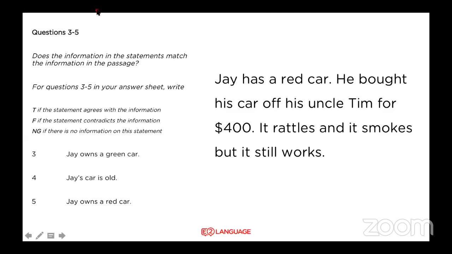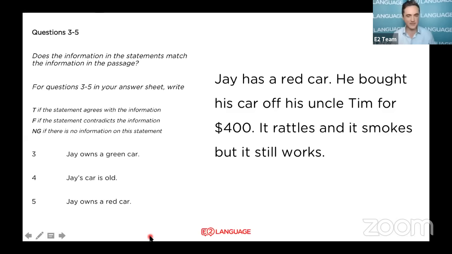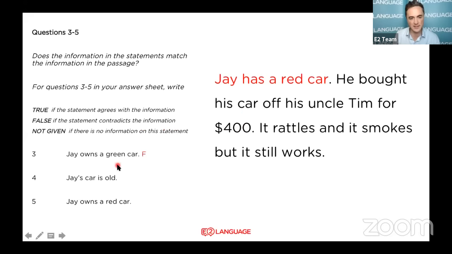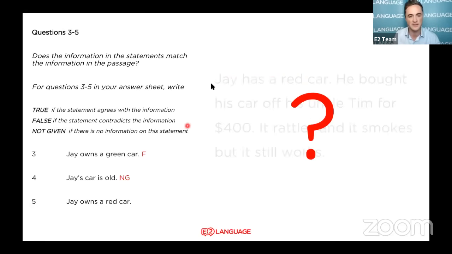Good. Okay, let's have a look at the answers. This was, of course, dead simple. So, answers. Jay owns a green car is false. Why? Because it directly contradicts this first sentence that says Jay has a red car. Jay owns a green car. Jay has a red car. Direct contradiction must be false.